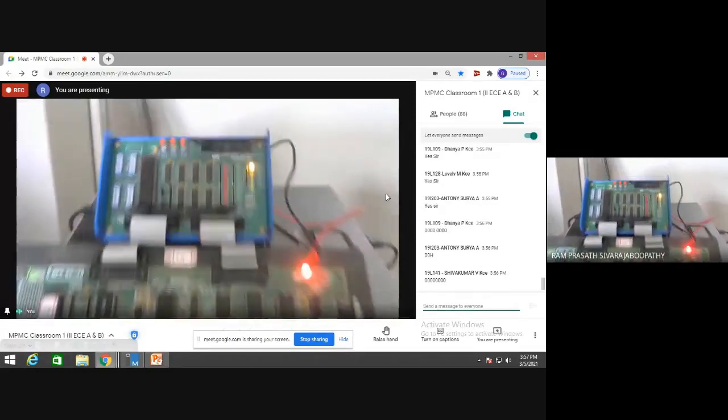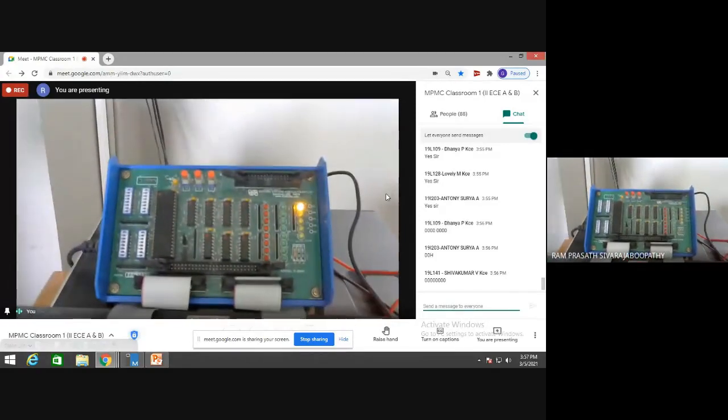What happened now? Can you people see? PC0 gets set, after a delay it gets reset, and again after a delay it gets set. Yes, that's all about the blinking program. See, you can do any task using this with 8255. Okay. Is it clear to all of you?